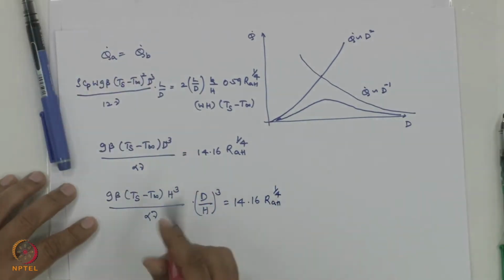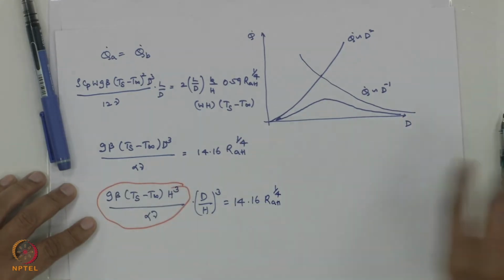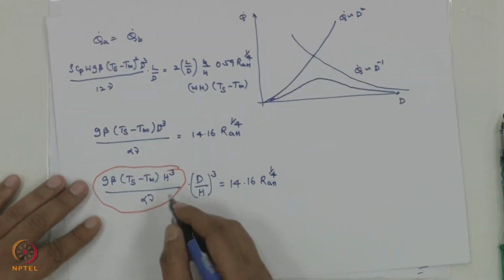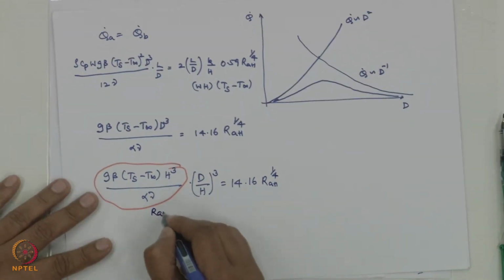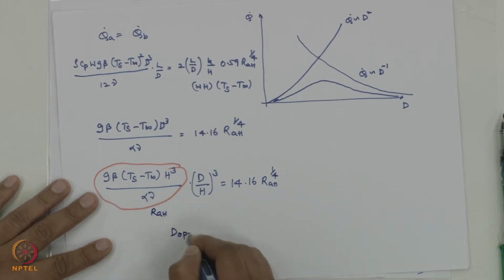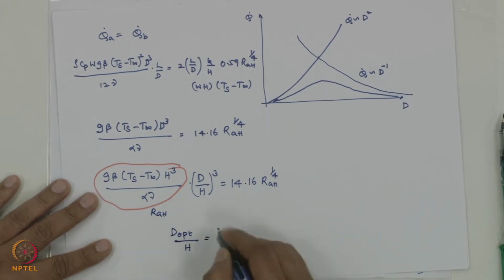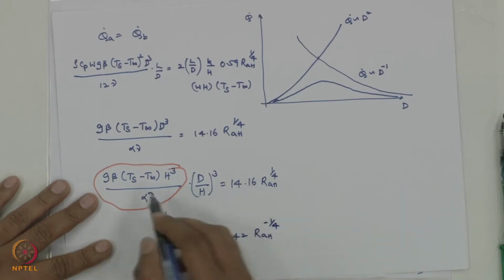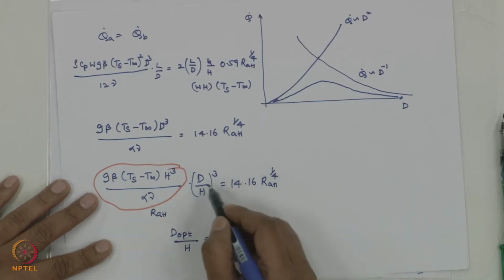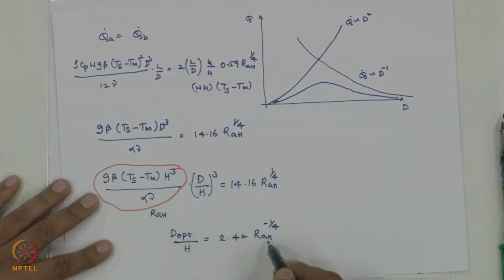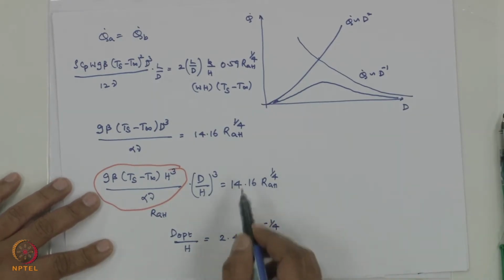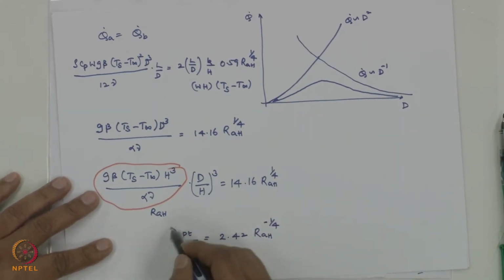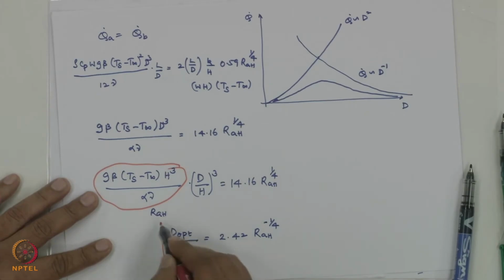So whole of this combined, I get Rayleigh number. So I get D optimum upon H is equal to 2.42 Rayleigh number to the power of minus 1 by 4. Actually it becomes minus 3 by 4 and I have taken cube root, so I get minus 1 by 4. 14.16 cube root is 2.42. So this is what I get.